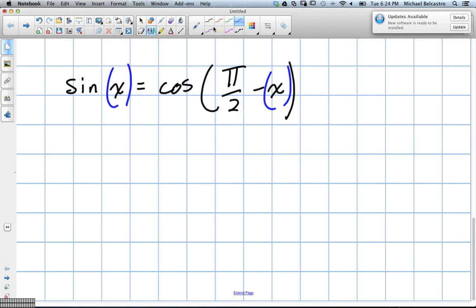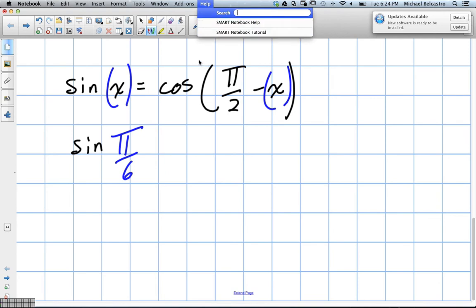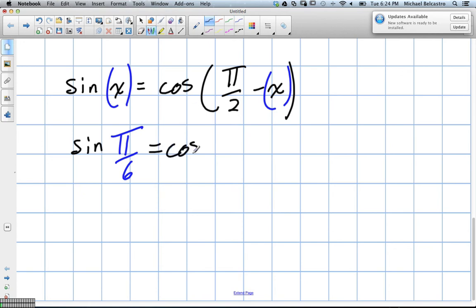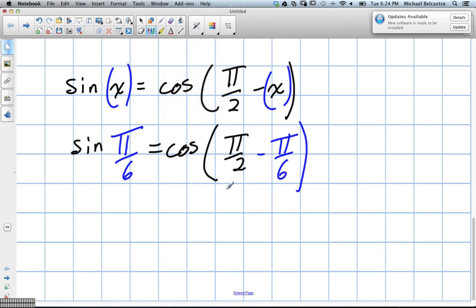So as we go through this, we have sine pi over 6 is equal to cos pi over 2 minus pi over 6. Okay. Let's take a look at this idea and see if we can work with what we have here. In order to simplify this, we need our fractions to be the same. So let's convert this to a denominator of 6.